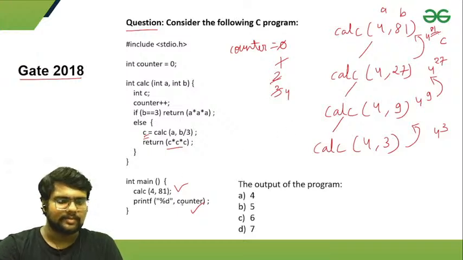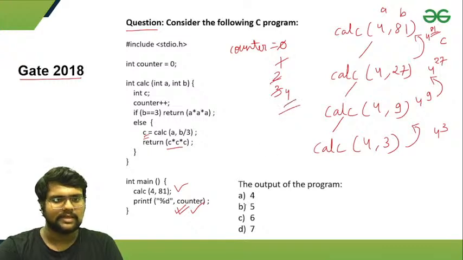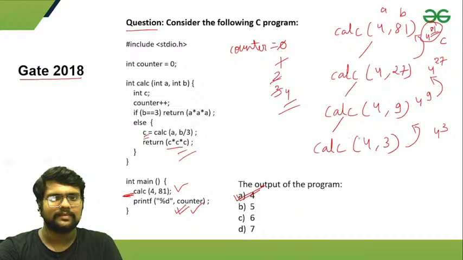Okay. But they have asked us for the value of the counter. So the counter value is 4, hence the answer would be 4. And if they had asked for the return value of this program, which was not caught in any variable, it would be 4 to the power 81. Here they have asked only for the counter variable, hence the answer is 4.